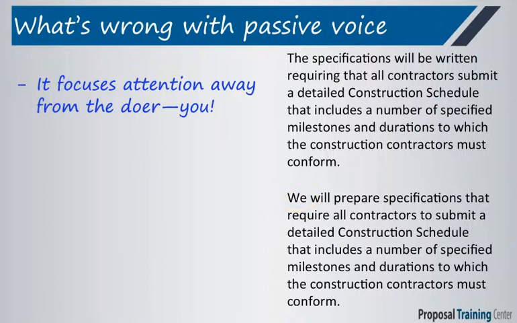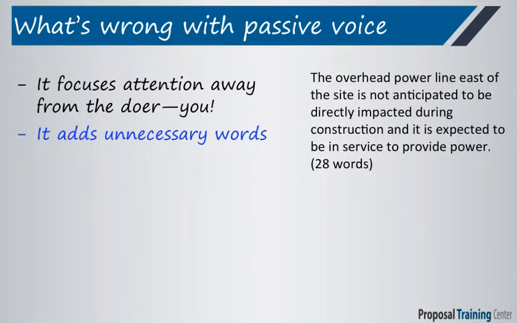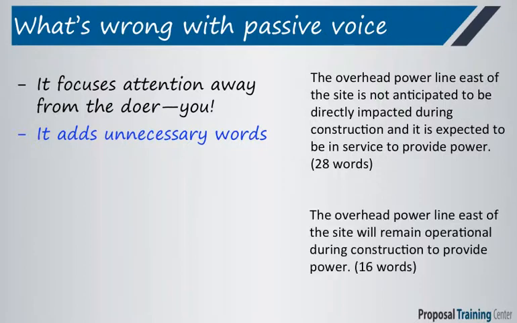Okay, the next thing wrong with passive voice is that using passive voice adds unnecessary words. Take a look at this example from a proposal. The overhead power line east of the site is not anticipated to be directly impacted during construction, and it is expected to be in service to provide power. Now in the active voice: the overhead power line east of the site will remain operational during construction to provide power. You need 12 more words in the first sentence to say what you really mean in the second sentence. Plus, the structure of the first sentence is so much more complex and takes more brain power to disentangle and translate.